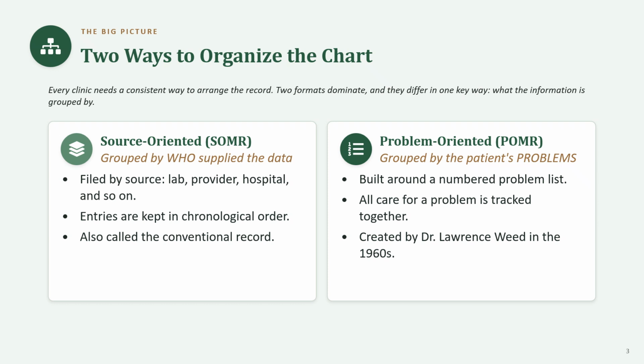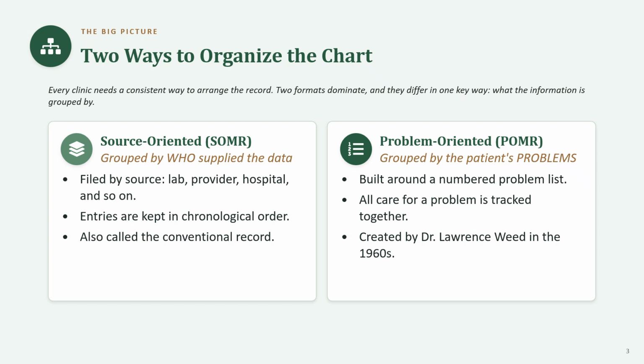Before we get into the specifics, here's the big idea. Every clinic needs a consistent way to arrange the record so anyone can find information quickly. 2 formats dominate, and the difference between them comes down to one question: how is the information grouped? In the source-oriented medical record, the SOMR, information is grouped by who supplied it, meaning the source. All the lab reports go together, all the provider notes go together, all the hospital records go together, and within each section, entries are kept in chronological order.